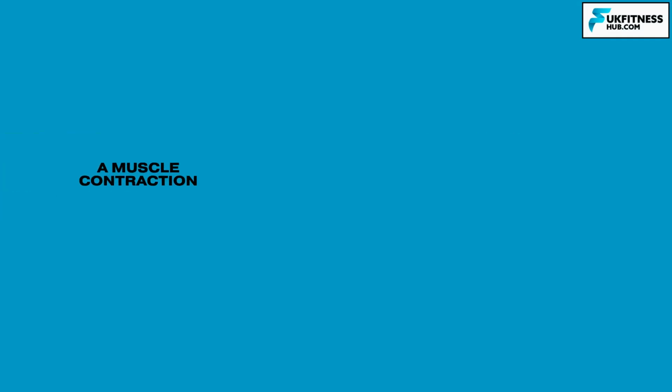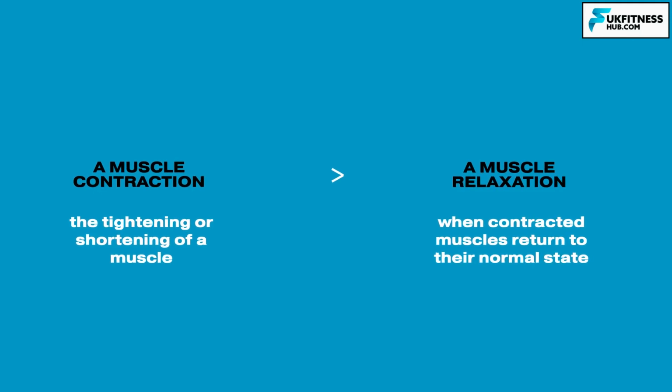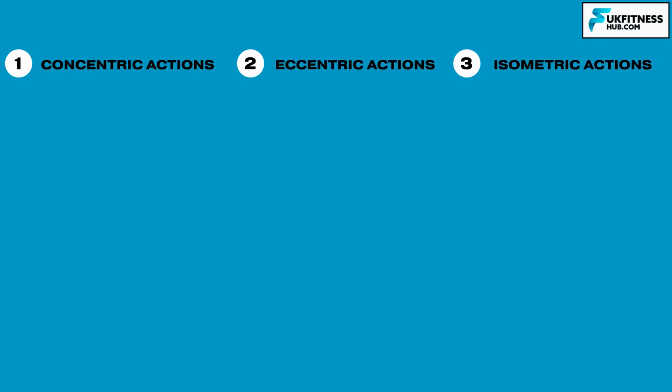Strictly speaking, a muscle contraction is the tightening or shortening of a muscle. A muscle contraction is followed by muscle relaxation, which is when a contracted muscle returns back to its normal state. In sport and exercise, there are 3 different ways muscles can develop tension and act. These are known as concentric actions, eccentric actions, and isometric actions. So what are these actions?